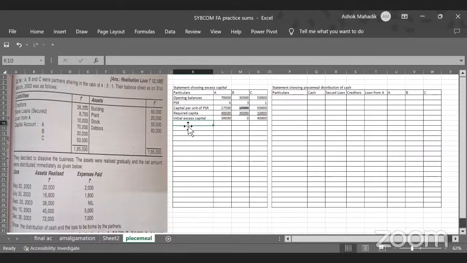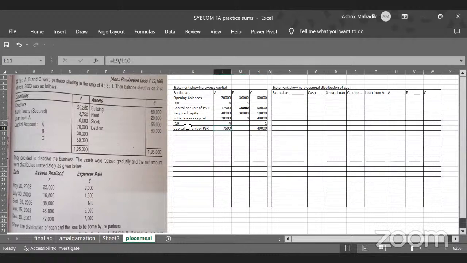So now I'll write again PSR. Now I'll write PSR of A, that is 4, and C is 1. Again I'll calculate capital per unit of PSR. Again I'll divide 30,000 by 4. So at this stage, A's per unit capital is 7,500. Same thing we'll do for Mr. C. So he has 40,000 capital and his share is only 1.